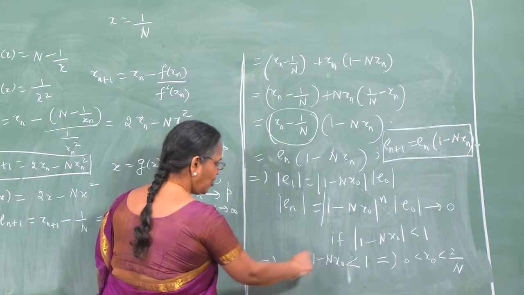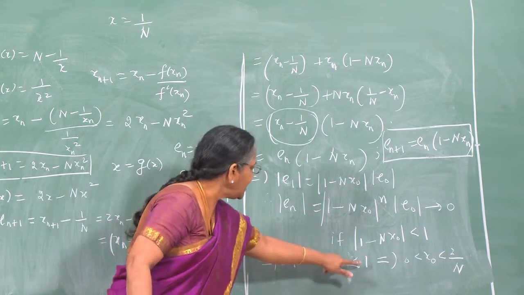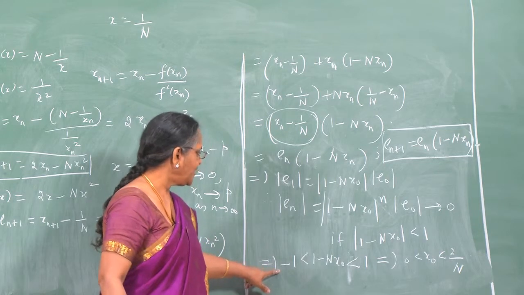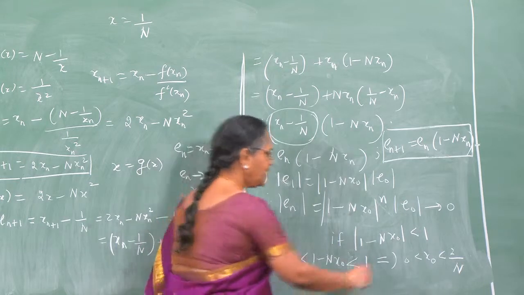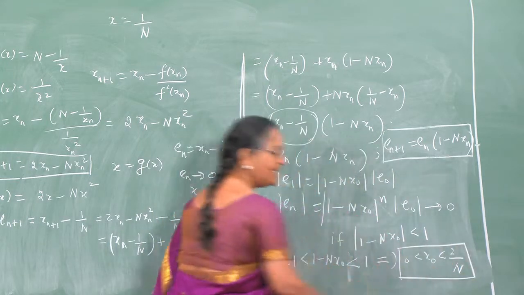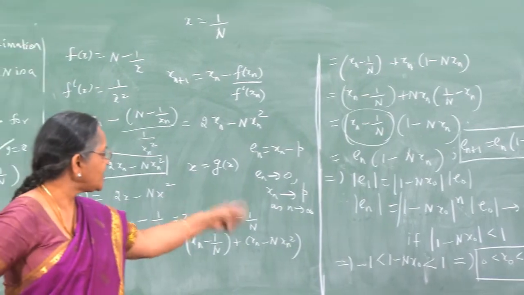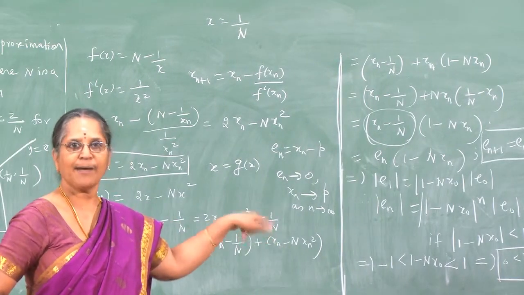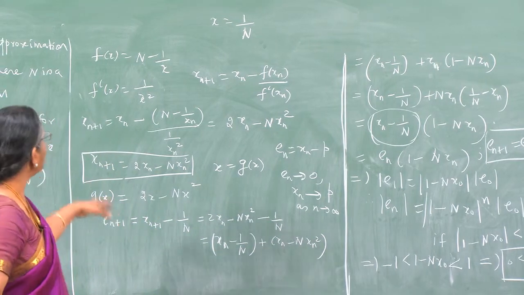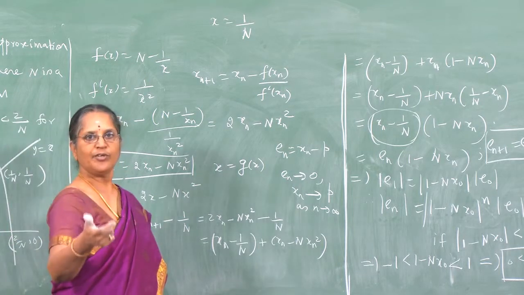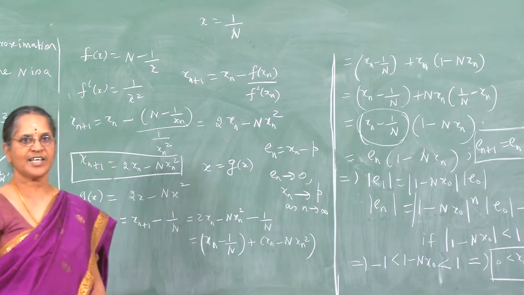So, when I add 1 to this inequality, then I end up with 0 less than x naught less than 2 by n, which clearly tells us that the initial approximation x naught lies between 0 and 2 by n, and if this happens, then the sequence of iterates converge to a root of the equation, namely the value that you get will give you the reciprocal of the given positive integer.